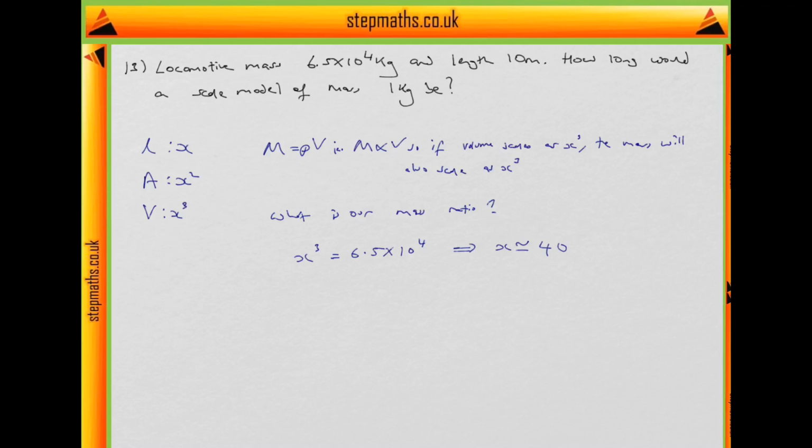So that means our scale factor from large to small is going to be 1 over 40, which is equal to 0.025. So we see that our length will have to be 10 meters times the scaling down factor 0.025 to give us 0.25 meters, i.e. 25 centimeters. So we see that our length is approximately equal to 25 centimeters.